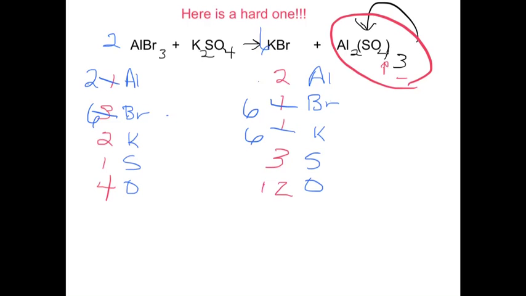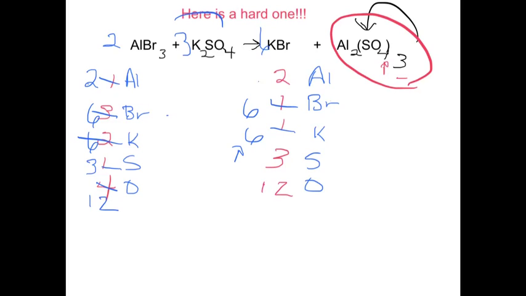Okay? Moving down to the next element. I have 6 potassium on the left side and 2 here. So I can add a 3 in front of this compound. And when I do that, I'm now going to have a total of 6 potassium. I'm going to have a total of 3 sulfurs as a result of that. And 3 times 4, I'm going to have a total of 12 oxygens.